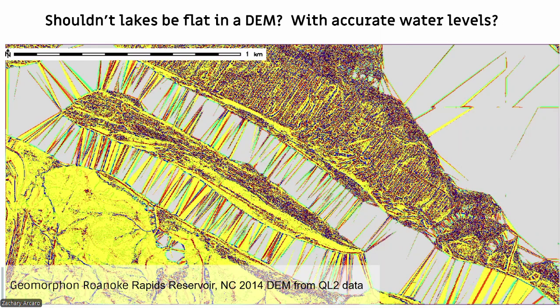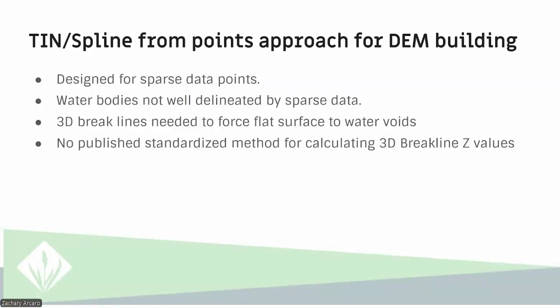Okay, first weird idea. Lakes and DEMs should be flat. Sometimes I see this, it makes me unhappy. You get triangles across because there's no 3D break line for this when they did the processing with a TIN.